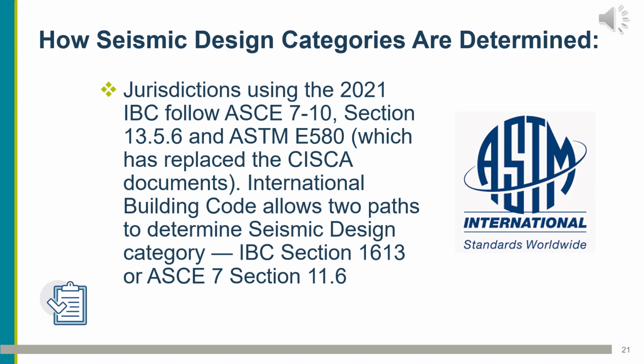Jurisdictions using the 2021 IBC follow ASCE 7-10, Section 13.5.6, and ASTM E580, which replaced the CISCA documents. The International Building Code allows two paths to determine seismic design categories. That's 1613 or ASCE 7.